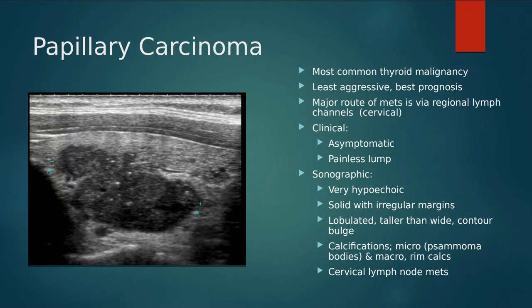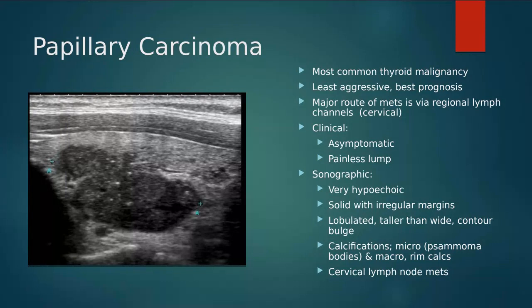On ultrasound, they're going to be extremely hypoechoic. They're going to be solid in appearance with irregular margins. They're going to be lobulated. They're going to be taller than wide. And when we say that, that is a bad finding for anything anywhere in the body. When we say taller than wide, we are talking about a finding that invades the layers of tissue.